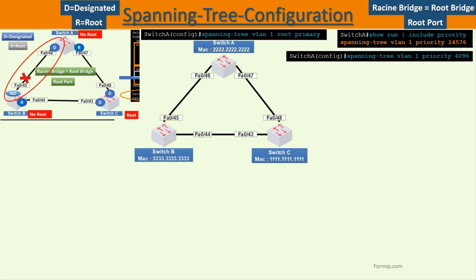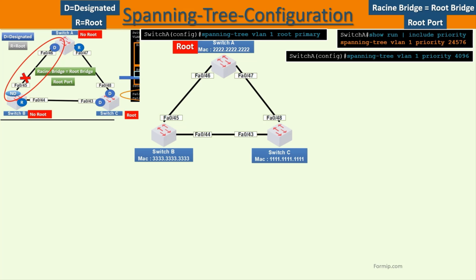There is a second method to modify the priority of a switch, which is with the command spanning-tree vlan priority. This command allows you to modify the priority with the desired value. Here in this example, we specify the priority 4096. As switches B and C have a default priority of 32769, switch A becomes the root bridge.